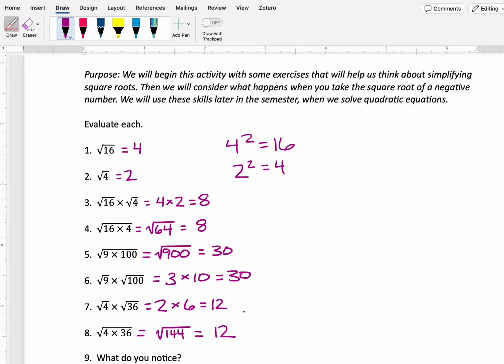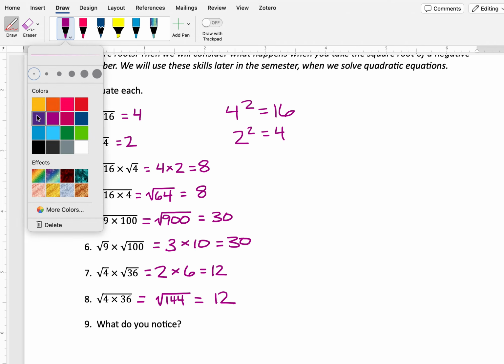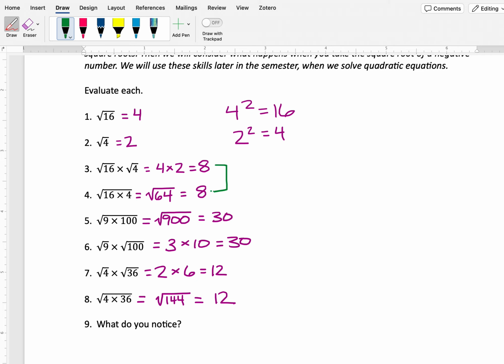So I should see a pattern here. If you notice, we have things that go together in pairs. So I have these two gave me the same answer of 8. These two gave me the same answer of 30, and these two gave me the same answer of 12. And looking at what I have on the left side, I can separate the square roots and multiply, or I can multiply first and then take the square root of the whole thing. Either way, it doesn't matter, I would get the same answer. So I can say that these two things are equivalent.